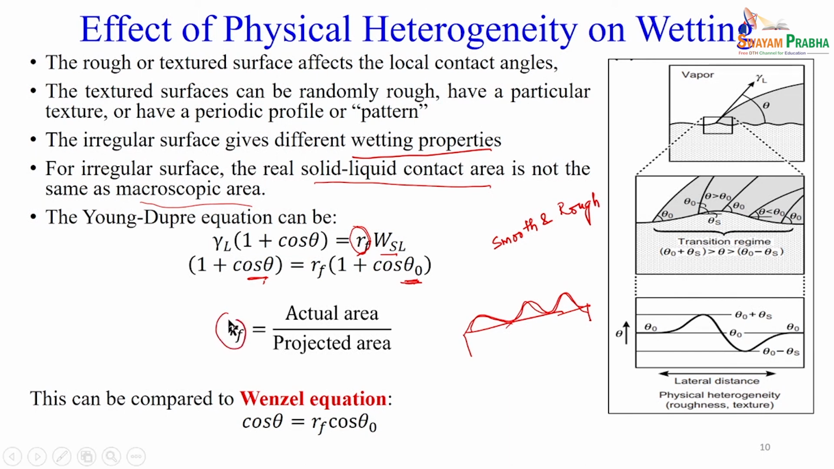The roughness factor is simply defined as the actual area divided by the projected area. If you compare these expressions, you end up with cos theta equal to RF times cos theta 0. That is, cos theta is obtained by multiplying the roughness factor with cos theta 0, the actual contact angle, and the roughness factor is the actual area divided by the projected area, and it is a dimensionless number.